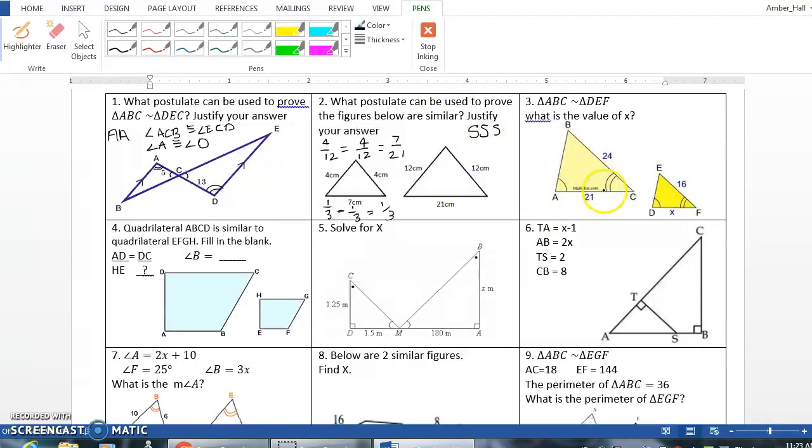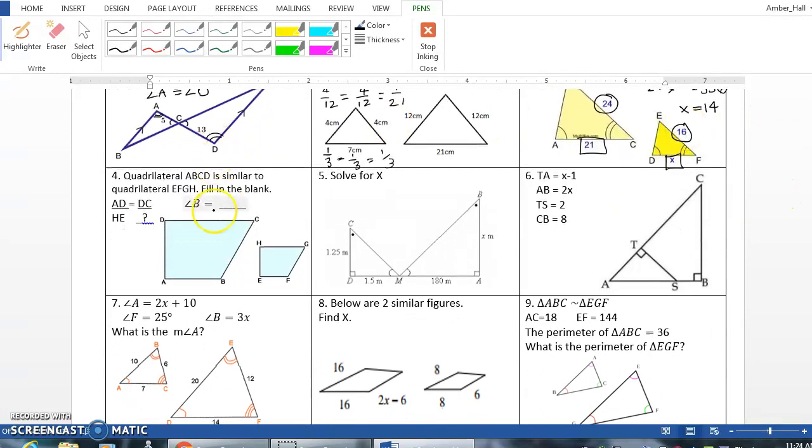Number 3, what is the value of x? Well, given that angle A is congruent to angle D and angle C is congruent to angle F, we know that these are similar triangles, therefore we can set up a proportion. So I'm going to do 24 corresponds with 16, and 21 corresponds with x. So I can do 24 over 16 equals 21 over x. Cross multiply. 24x equals 336. Divide by 24, x equals 14.